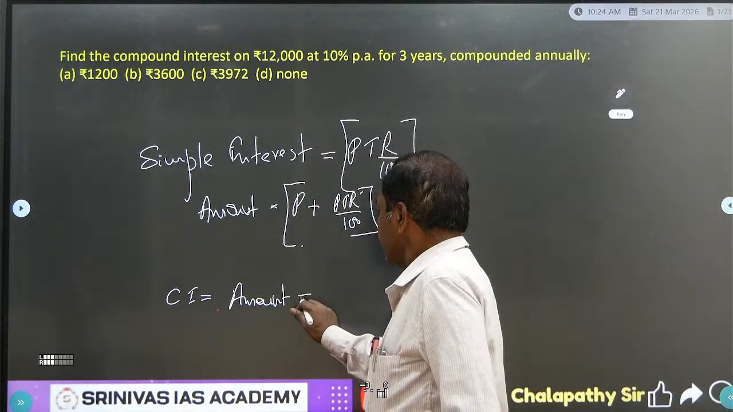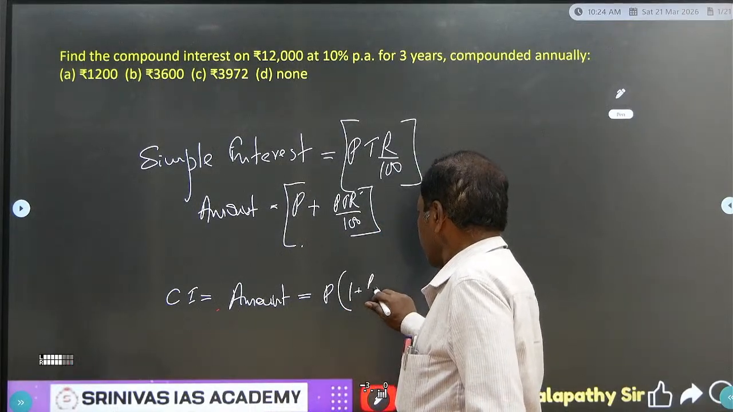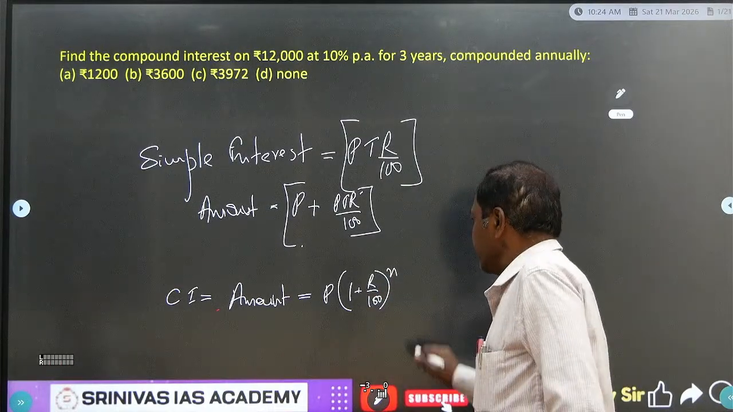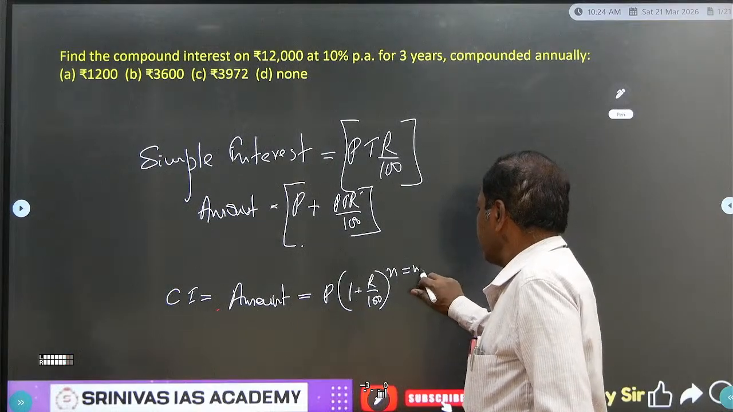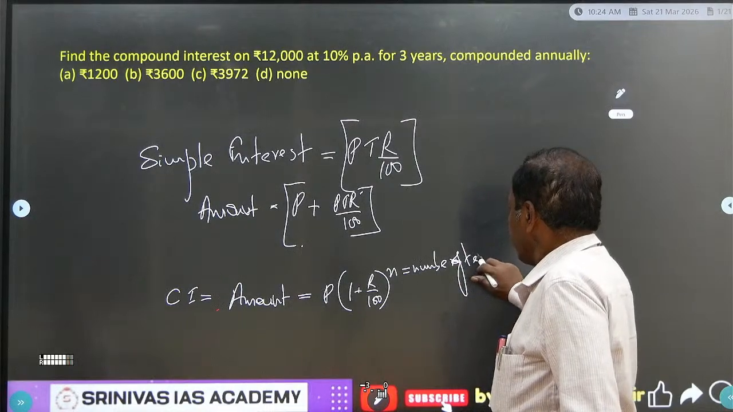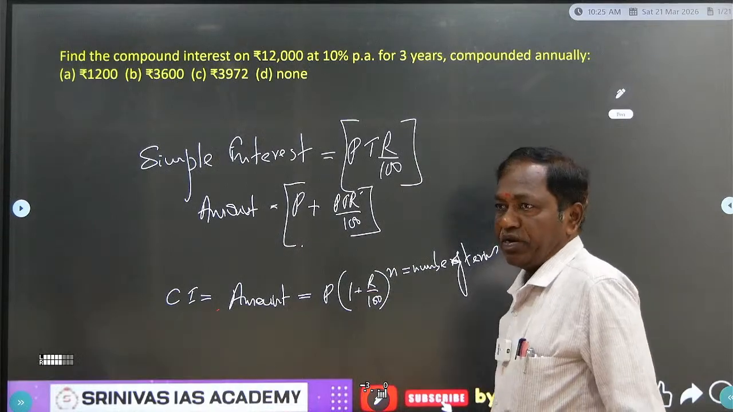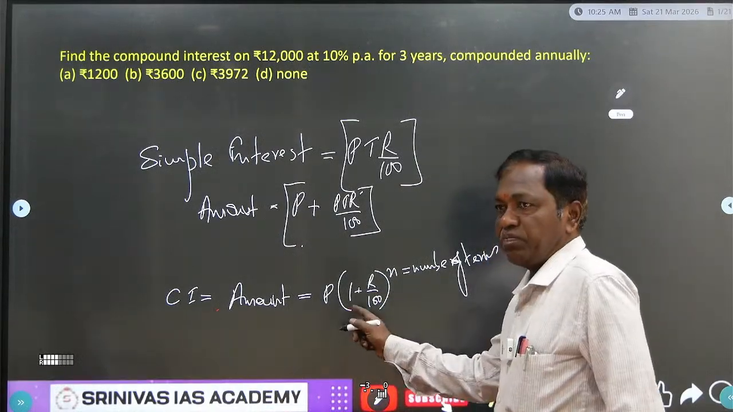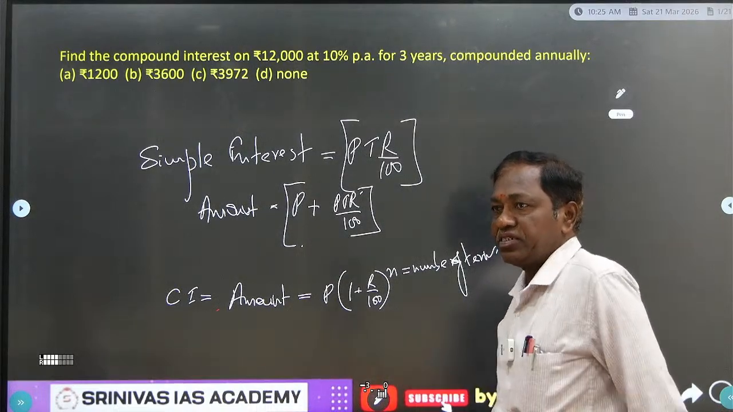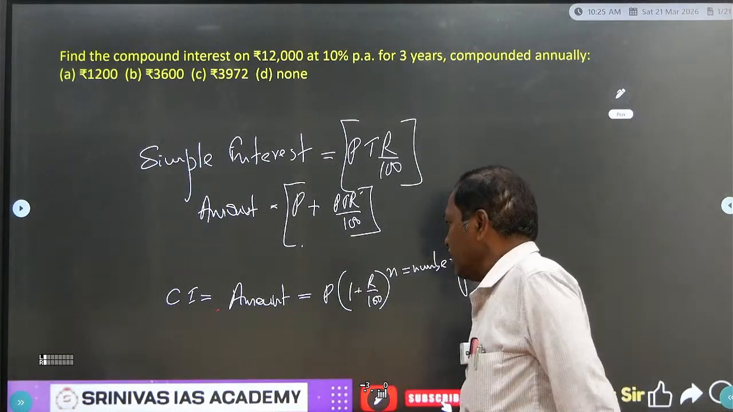Amount is equal to P into 1 plus R by 100 to the power of N. N means number of terms. R percent means rate percent. The 1 means the principal amount, and 1 plus R by 100 is more than 1. This is how we calculate percentages, profit and loss, and discount; the structure is the same.